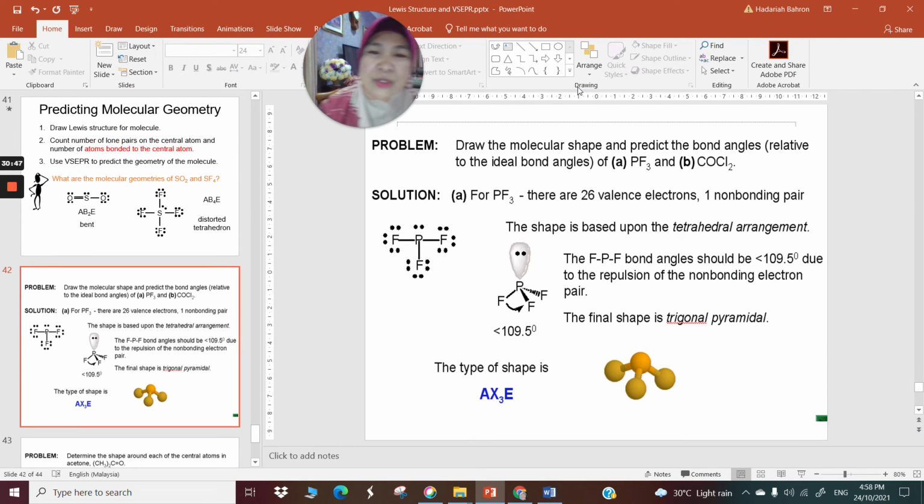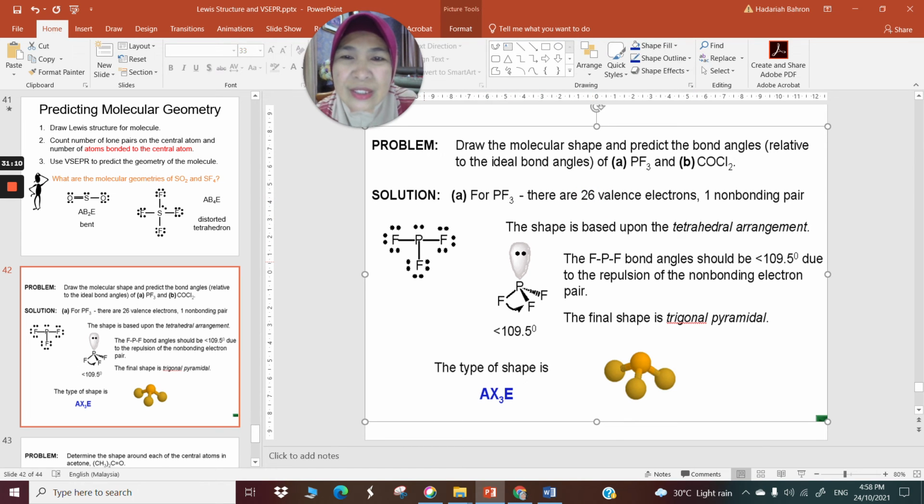So we have a situation here where you are requested to draw the molecular shape and predict the bond angles relative to the ideal bond angle of PF3 and COCl3. So for the solution, for PF3, there are 26 valence electrons. When you go through the rules of drawing Lewis structure, you are going to find this situation here. You're going to find that the phosphorus in the middle has 1 non-bonding pair, or 1 lone pair of electrons.